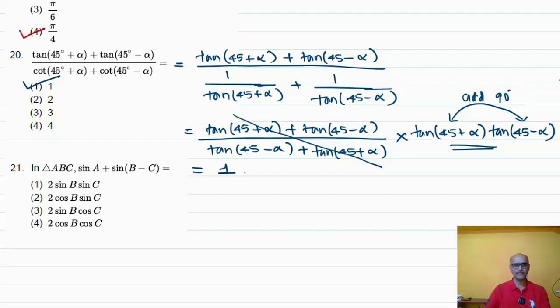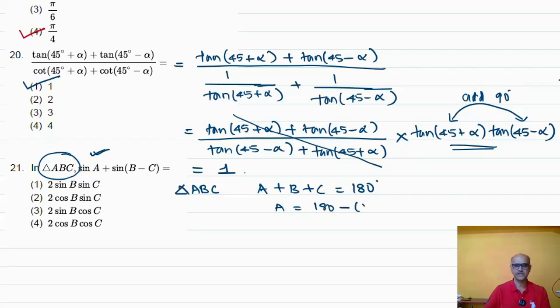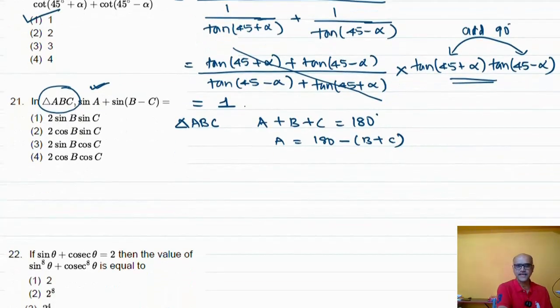Clear? Next, 21st, this is simple. In triangle ABC, if you add A plus B plus C, it will be equal to 180 degrees. So I will substitute for A: A is equal to 180 minus (B plus C). Now apply sin on both sides.